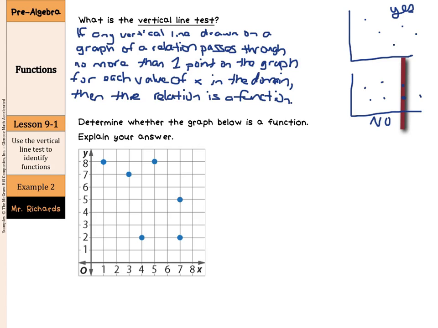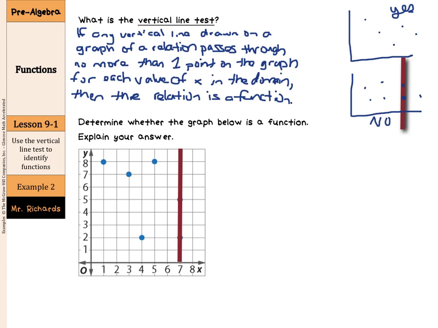Well, let's bring in a new line right there. And let's use the vertical line test. And again, you can use a pencil as you drag across. This point's okay. This point's okay. This point's okay. Still okay. But here we are not. We have 2 points that go through the vertical line.